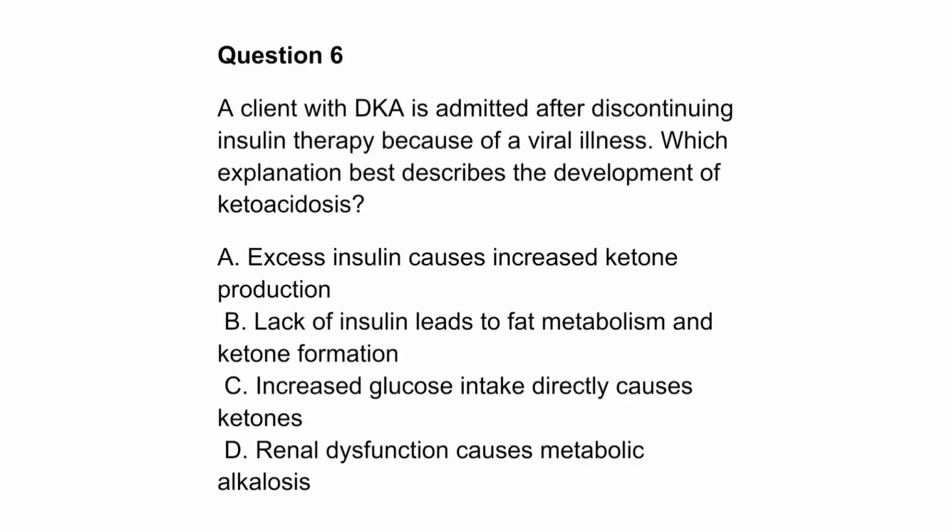Question 6. A client with DKA is admitted after discontinuing insulin therapy because of a viral illness. Which explanation best describes the development of ketoacidosis? A. Excess insulin causes increased ketone production. B. Lack of insulin leads to fat metabolism and ketone formation. C. Increased glucose intake directly causes ketones. D. Renal dysfunction causes metabolic alkalosis.